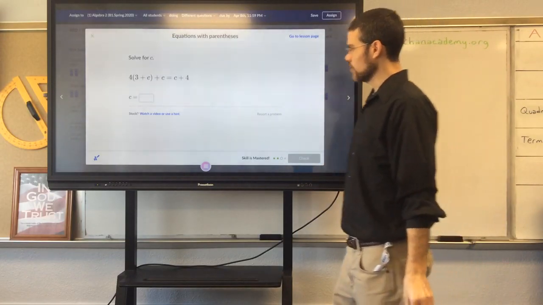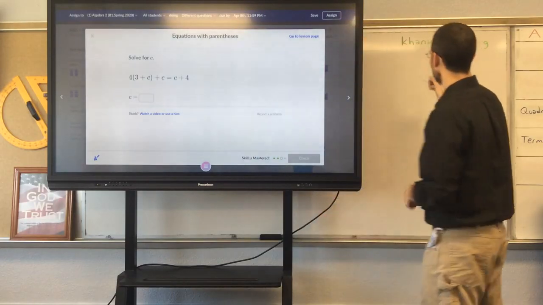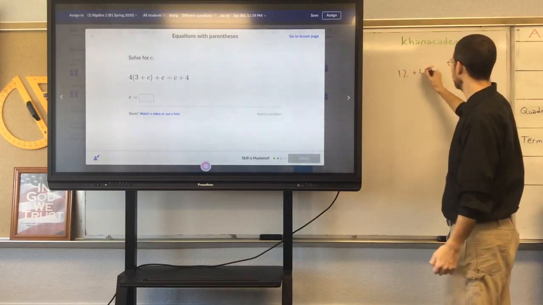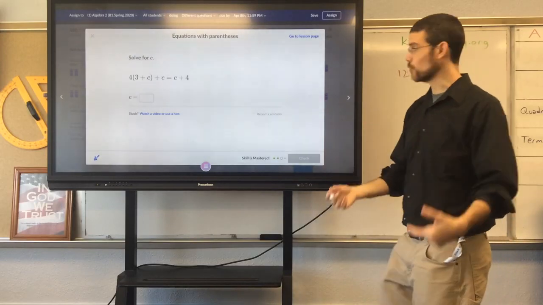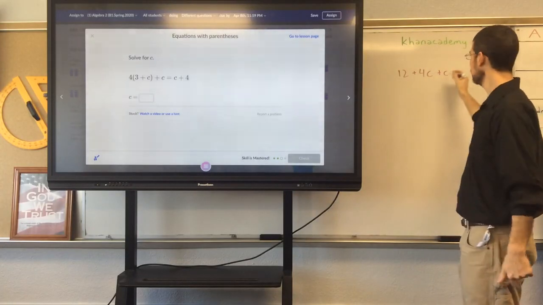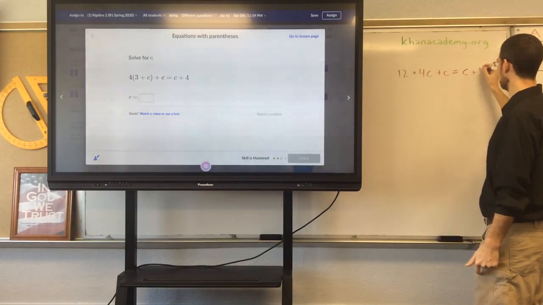Solve for c. So we want to distribute. 4 times 3 is 12, plus 4 times c is 4c. That gets rid of those parentheses. Then we're going to add c. That's 1c. Just don't write the 1, and then we have 1c on this side plus 4.